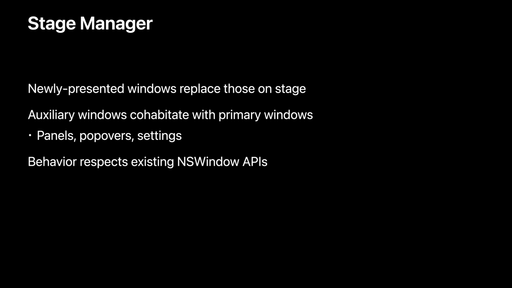That's what you want for primary windows, like your documents. Auxiliary windows, like panels, popovers, settings, and others, should continue to appear above the existing windows. And AppKit already has a lot of APIs that can help you define the behavior you'd like for a particular window.